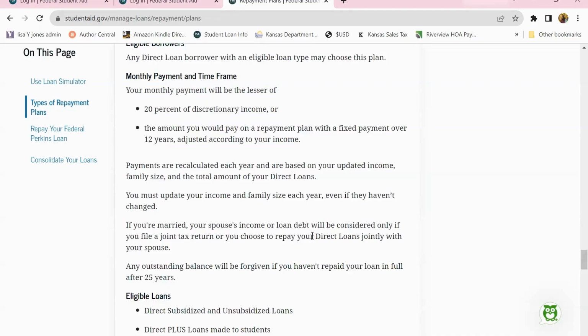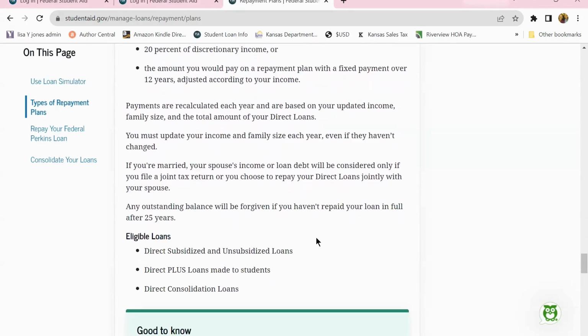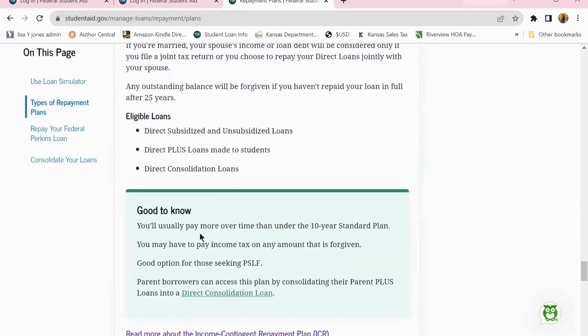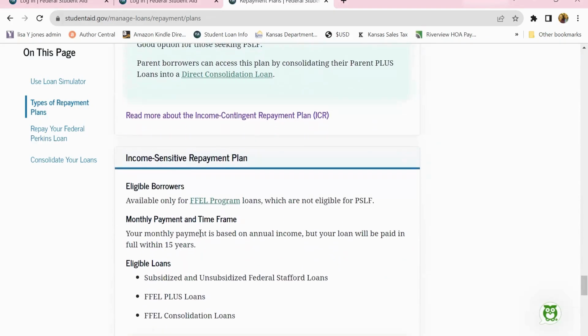And if you're married, your spouse's income is also included only if you do a joint return. Any balance would be forgiven if it's not paid in full in 25 years. So I would consider that one. Income sensitive, I feel like this one is going away because SAVE is going to sort of take over on this one. And so your loan will be paid in 15 years versus 20 or 25.